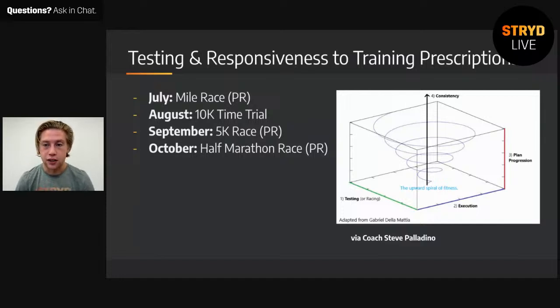We can see there vertically the plan progression. As the plan kind of progresses your speed or endurance, you can start to see that reflected in the testing and the execution of those races.